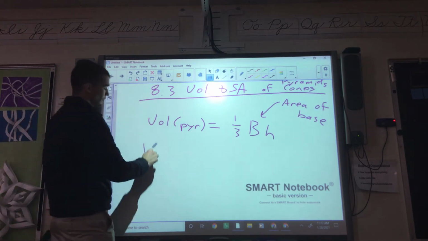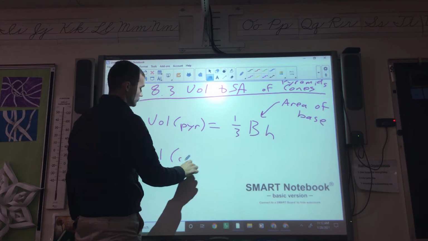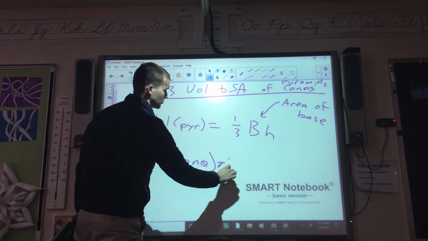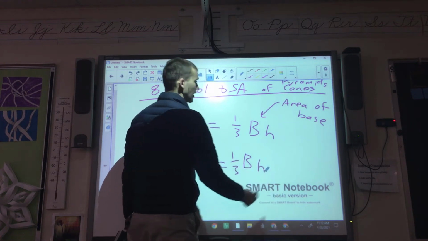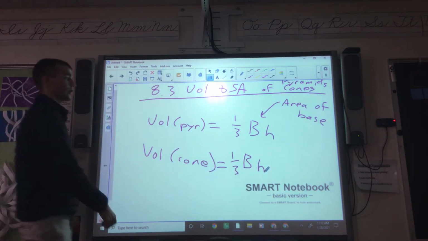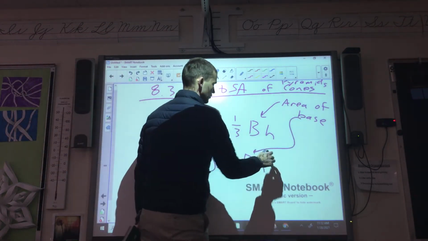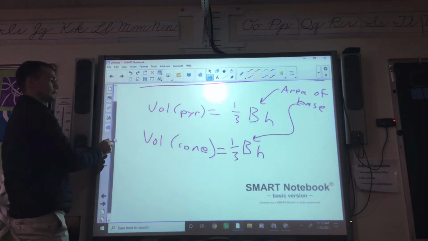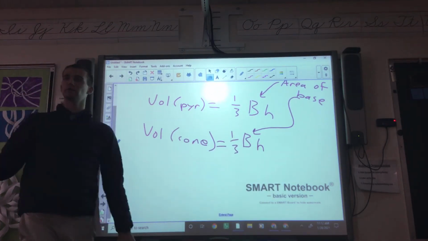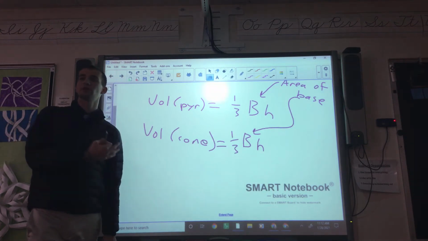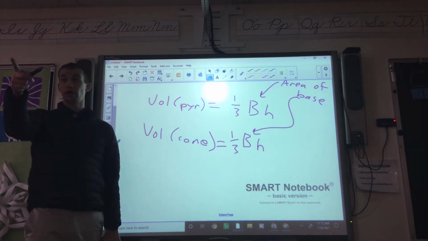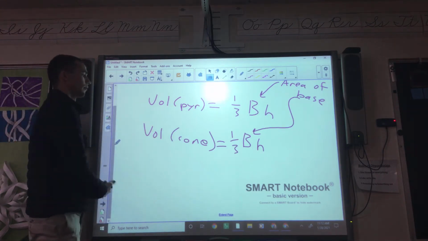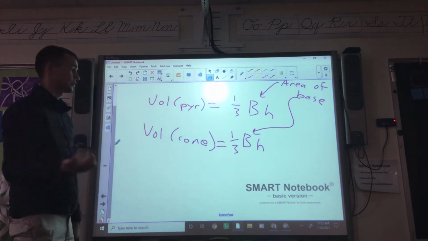The other thing is volume of a cone. And that again is 1/3 big B H. So both times you have area of the base in them. So essentially a cone and a pyramid are the same thing, right? What's the difference? A cone has a base of a circle. But other than that, they're not really going to have any difference.